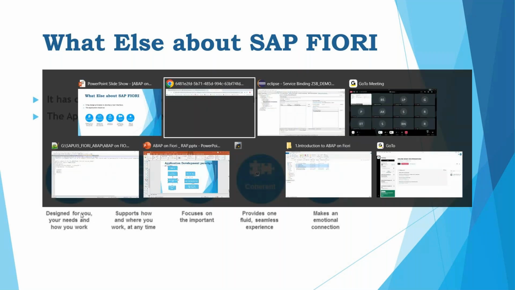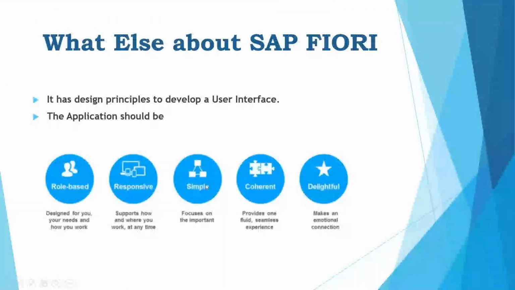Whenever you develop any Fiori application, your focus should be on the important things only. You should use only important fields. You should not put everything. For example, we have the VA01 T code and the ME51 T code, with a lot of fields and a lot of tabs. It's too complicated. But whenever you develop a Fiori application, you should focus only on the limited, important fields. So that is the guideline of Fiori.